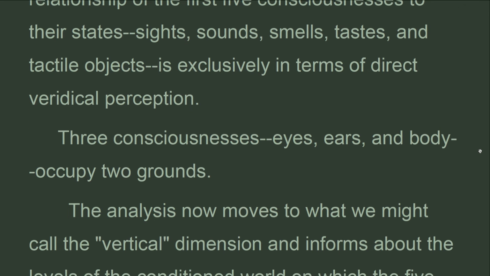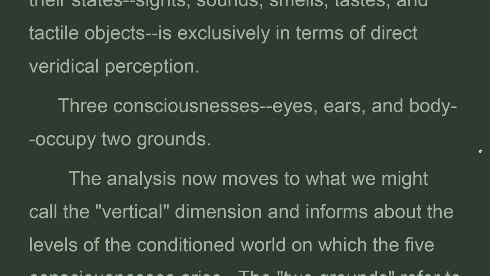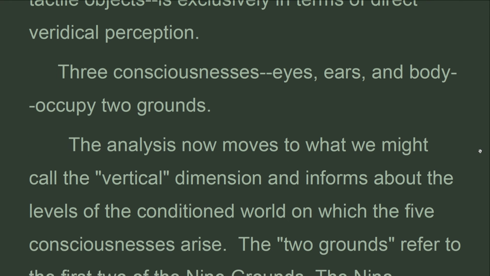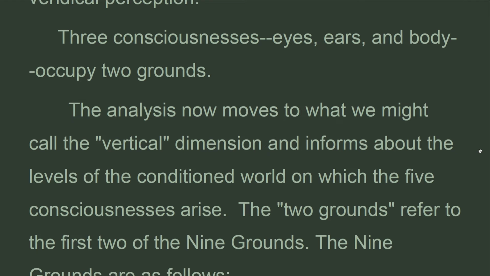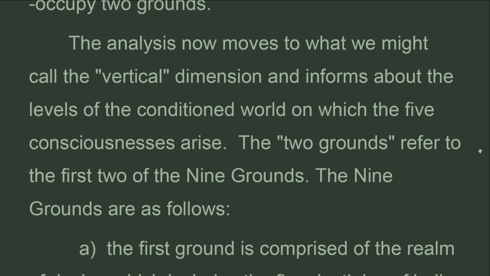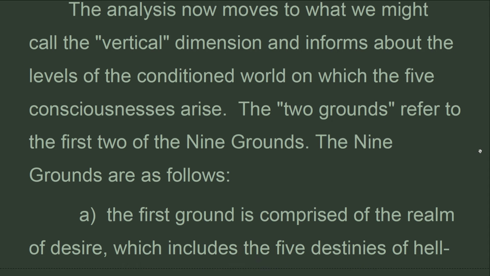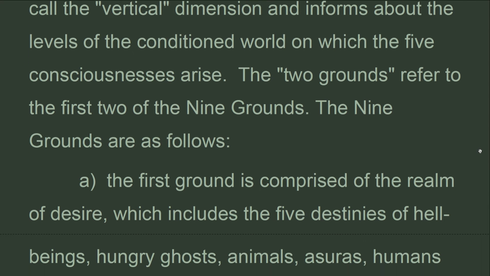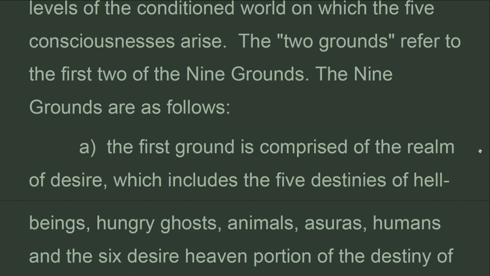Three consciousnesses, eyes, ears, and body, occupy two grounds. The analysis now moves to what we might call the vertical dimension and informs about the levels of the conditioned world on which the five consciousnesses arise. The two grounds refer to the first two of the 9 grounds. The 9 grounds are as follows.